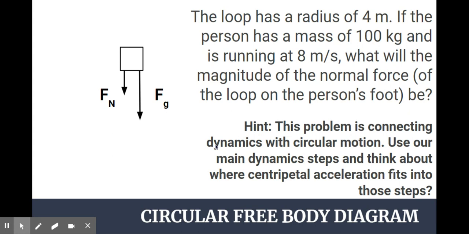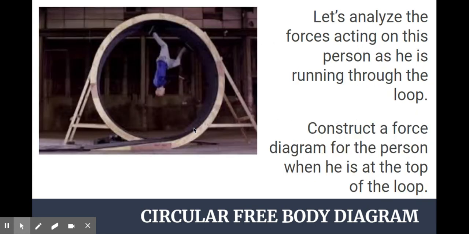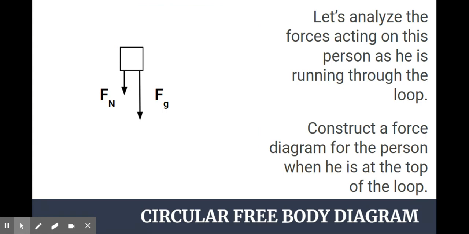Notice that we have the normal force. If we go back to the picture, he's pressing up with his feet, which means that even though he's upside down and there's nothing underneath him, because his feet are still pressing against the surface, the loop is pressing back against him and supporting him. Therefore, it would be a normal force. And then, as always, we have the force of gravity pulling him down.